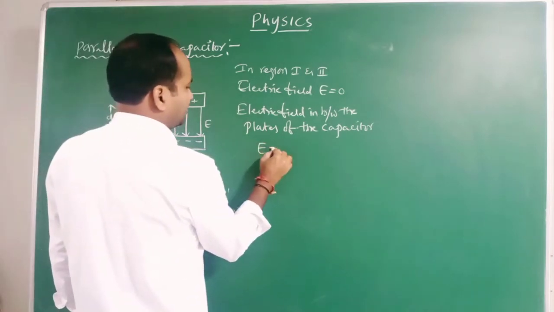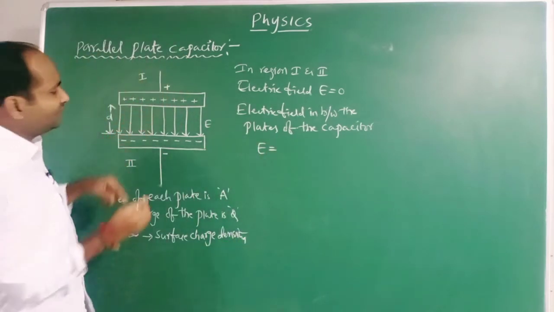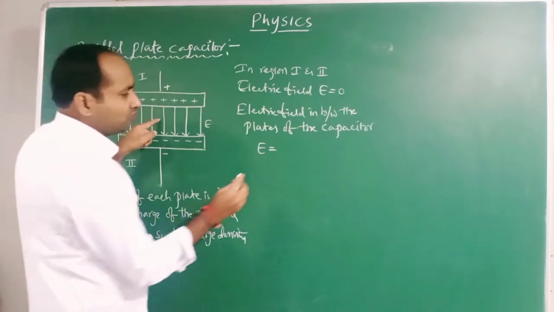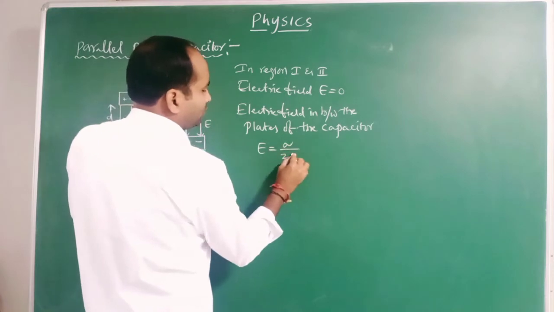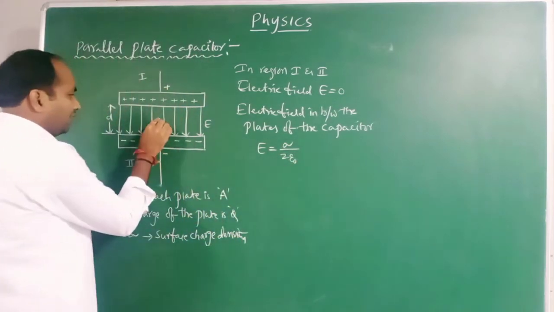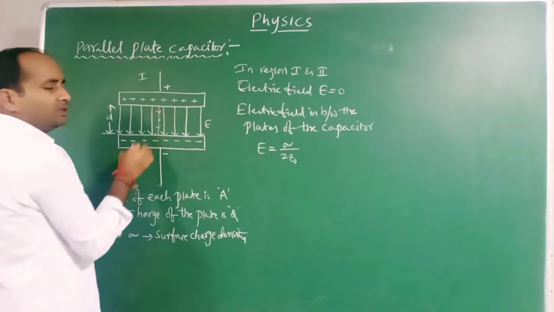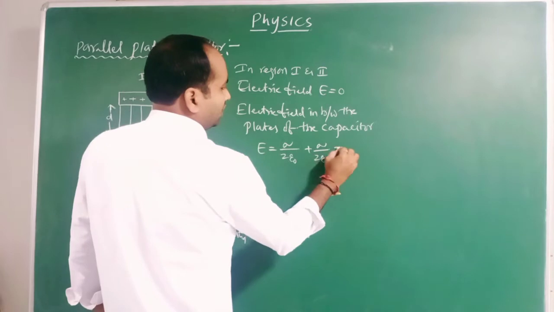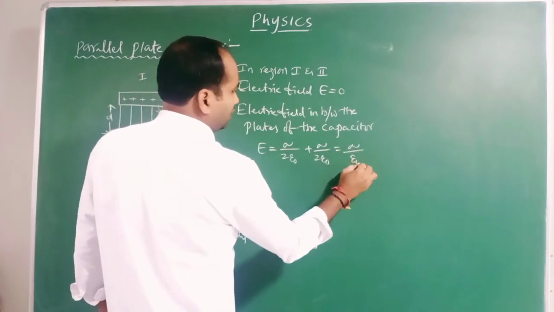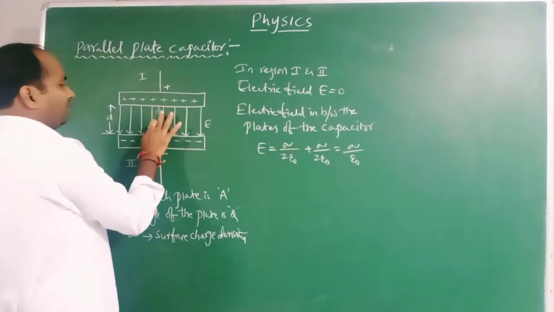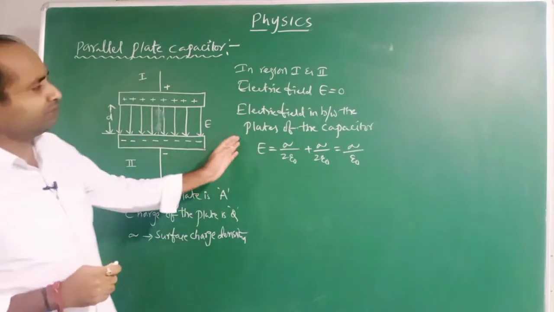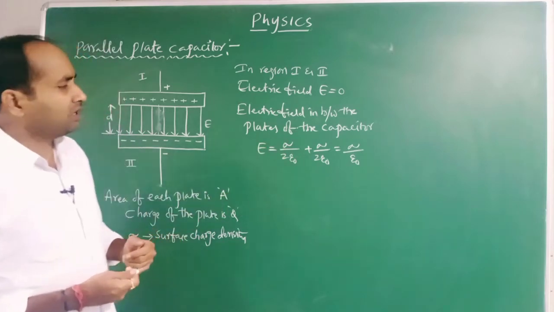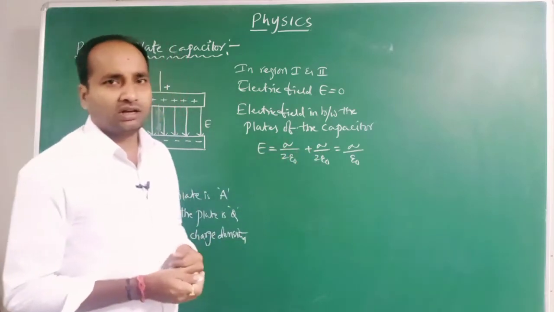We may write like this. Due to the positive charge, whenever we are calculating the electric field in between the plates, due to the positive charge outwards, that is sigma by 2 epsilon naught, and due to the negative charge inwards, both are in the same direction, plus sigma by 2 epsilon naught, that is equal to sigma by epsilon naught. The electric field between the plates of the capacitor is E is equal to sigma by 2 epsilon naught plus sigma by 2 epsilon naught.